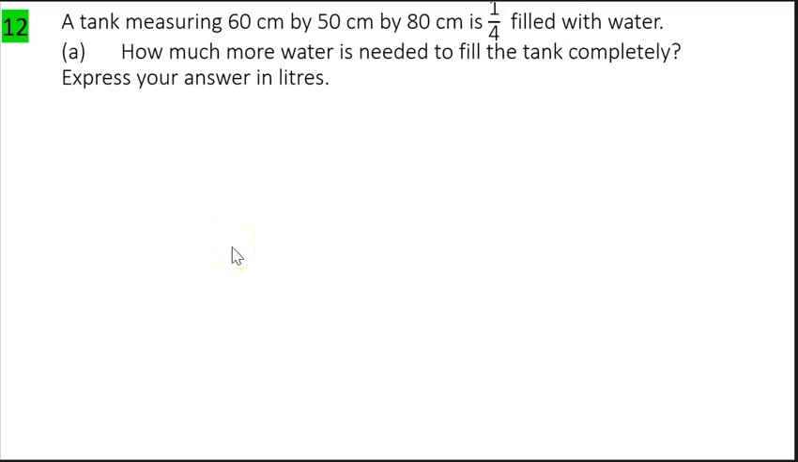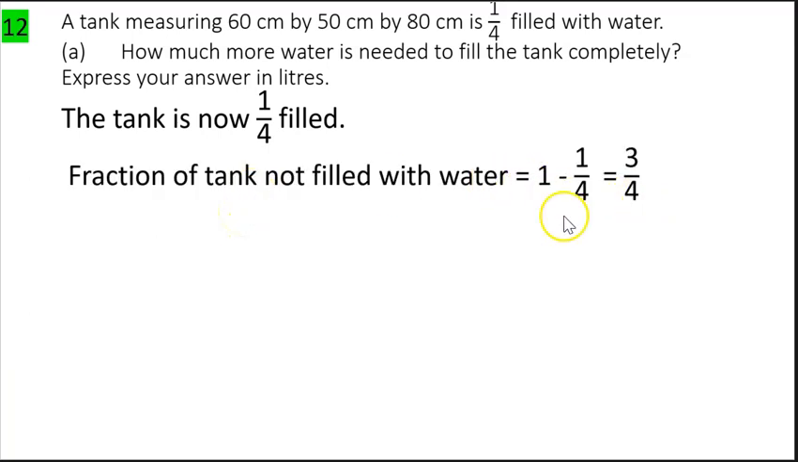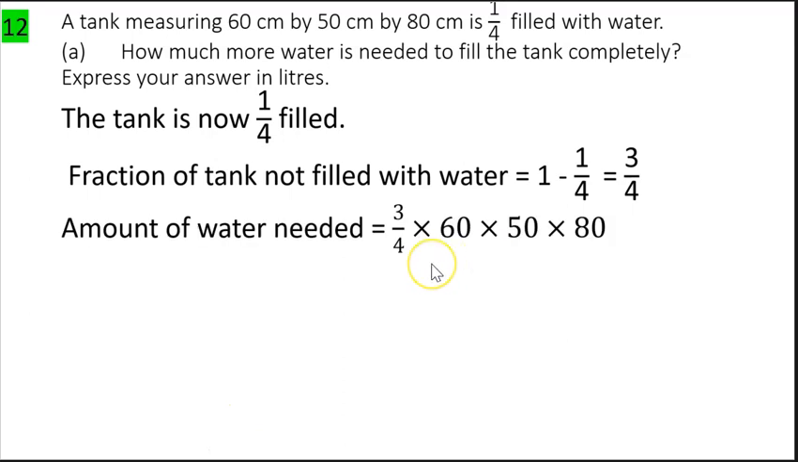In this question, we are supposed to find how much more water is needed to fill out the tank, which is 1/4 filled. You need to remember this, the tank is now 1/4 filled with water. And the fraction of tank not filled with water is 3/4. So the volume of water needed to fill out the tank completely is 3/4 multiplied by the volume of the tank. And the answer is 180,000 cm3.